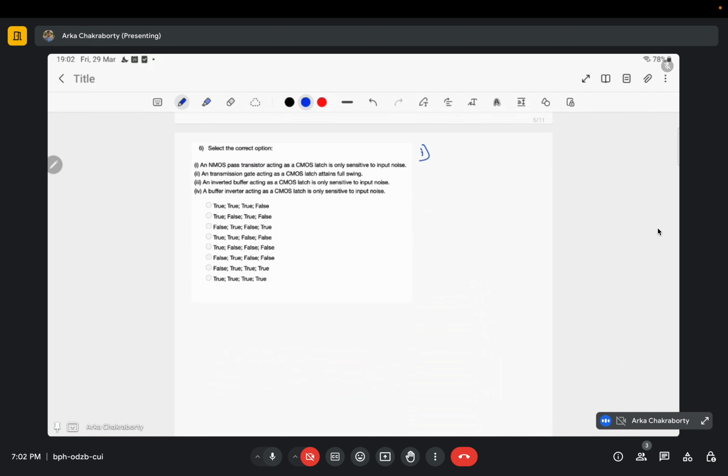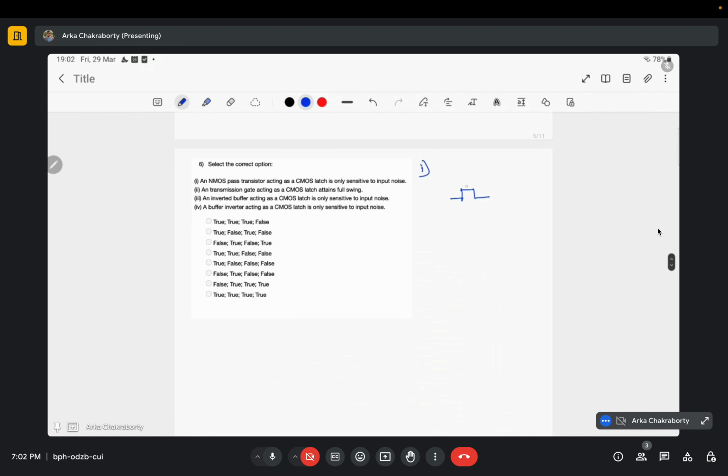circuit for this, an NMOS pass transistor acting as a CMOS latch. Basically, this is my gate, this is my source, and this is my drain.